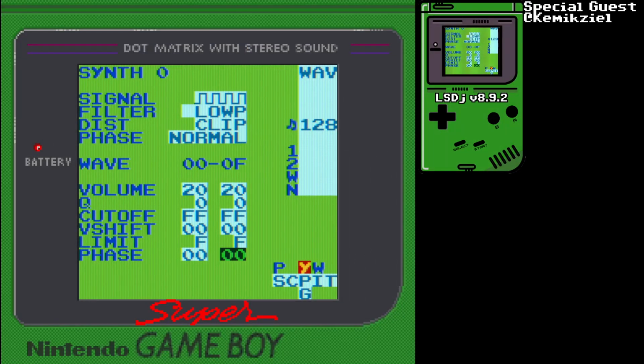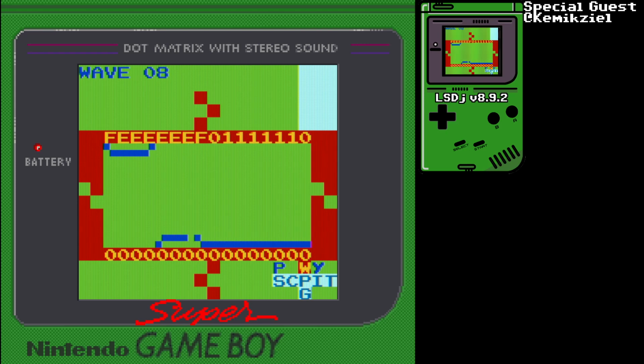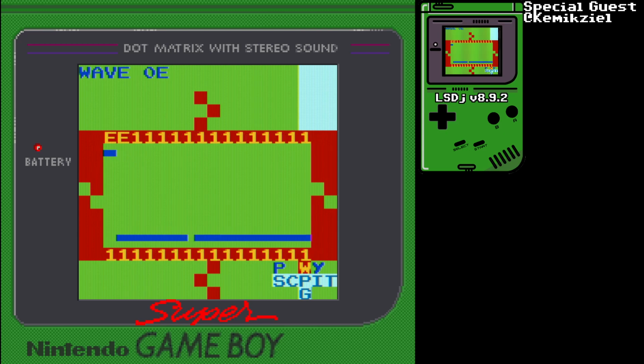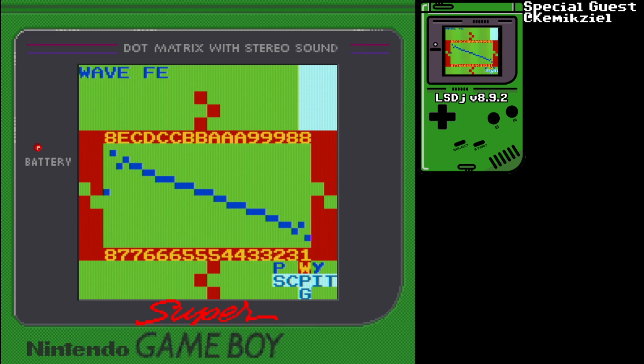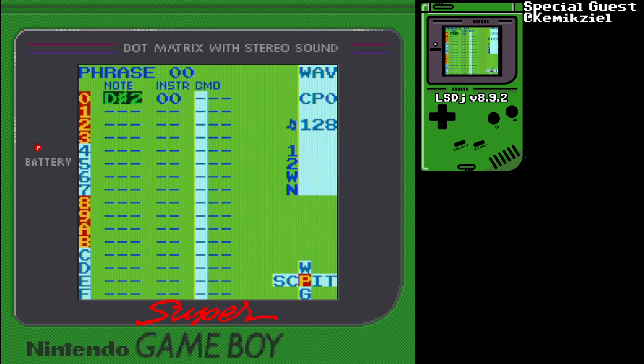If you move the phase over to 1F, you can see what happens in frames 0 through F. The wave is actually the same, but it just gets shortened as you squish it to the right, or left rather, until you have just one little blip all the way over here. And then when you go back, it goes back to its normal regular form. So that's what normal does.